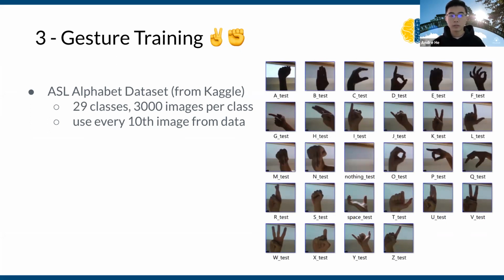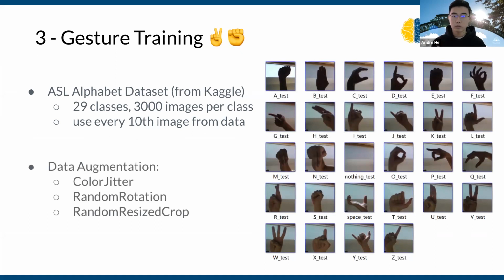We also do extensive data augmentation because, as you can see on the right, there's not a lot of variation to the shape of the hand and to the background that the dataset uses. So we use color jitter to adjust the contrast, brightness, and hue of these images. We use random rotation to change the orientation by some small random angle. And we use random resize crop to simulate what the effect when your hand moves farther away or closer to the camera.